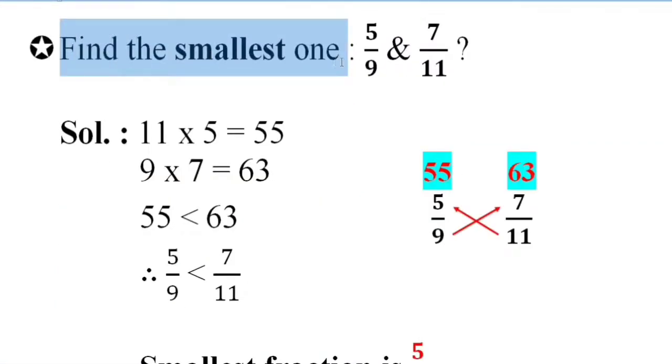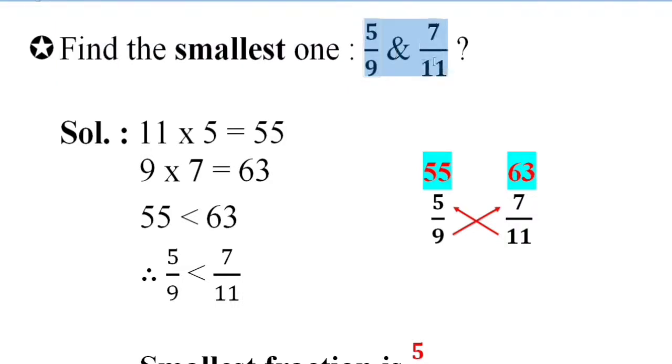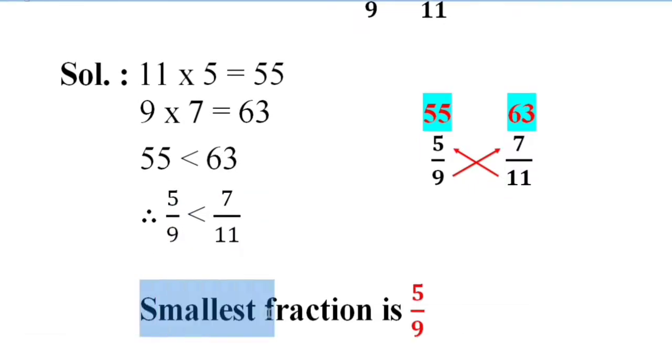Find the smallest one: 5 by 9 and 7 by 11. Solution: 11 into 5 equals 55, and 9 into 7 equals 63. 55 is less than 63. Most of the students will make a mistake here. Therefore, 5 by 9 is less than 7 by 11. The smallest fraction is 5 by 9.